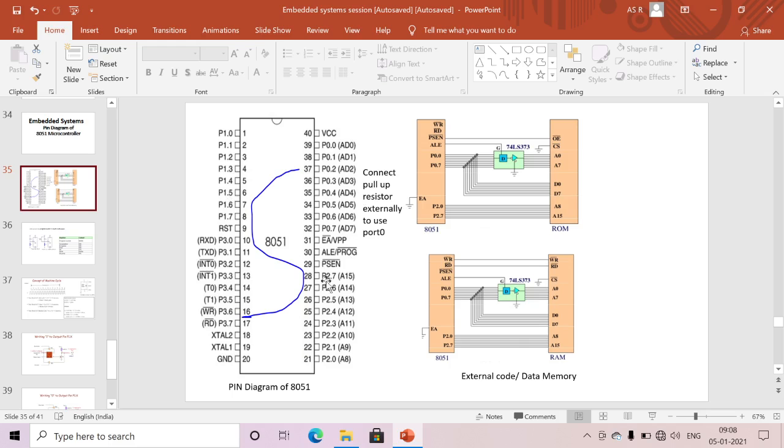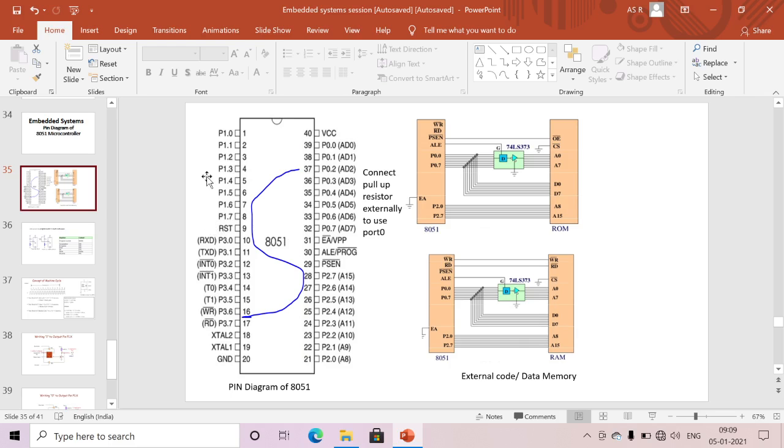Next we'll discuss how to denote the remaining 8 pins. Here 20 is my ground and 40 is my VCC. Again, two pins are over. Only 6 pins are left: EA bar, ALE and PSEN bar on the right side. In between port 0 and port 1, we need to mention EA bar, ALE, PSEN bar. This is for external memory accessing.